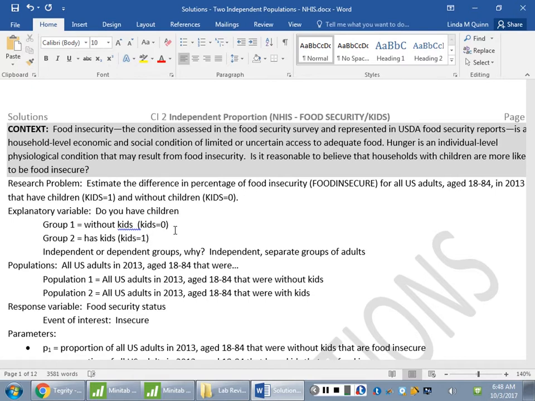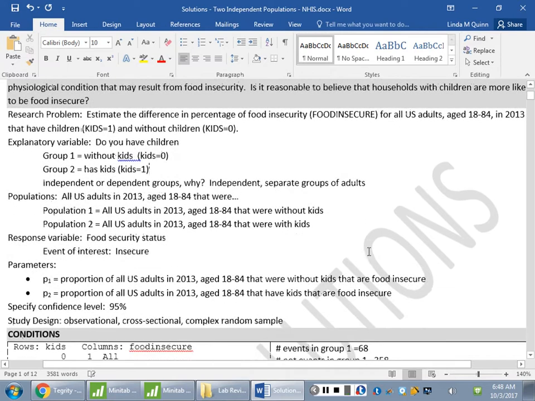They're independent. They're separate groups of adults. And so our 2 populations are all U.S. adults that were without kids and all U.S. adults that were with kids. What we're interested in is food insecurity, or their food security status, and we're specifically interested in how many people are food insecure. So our 2 parameters are the proportion, so keyword, of the population, so that would be the first one, U.S. adults without kids, that have the event of interest, that are food insecure. Notice both these parameters end with the same event of interest, that are food insecure.